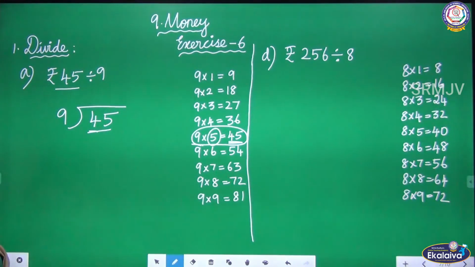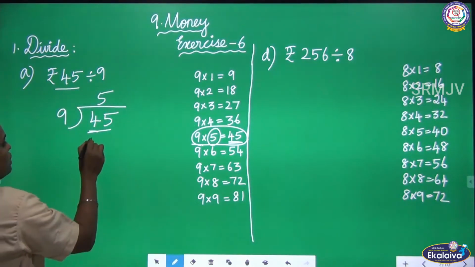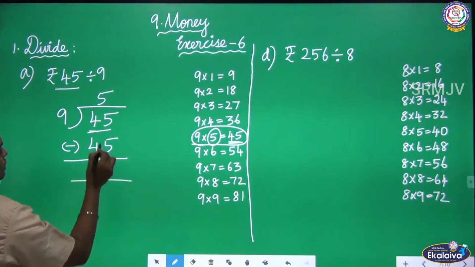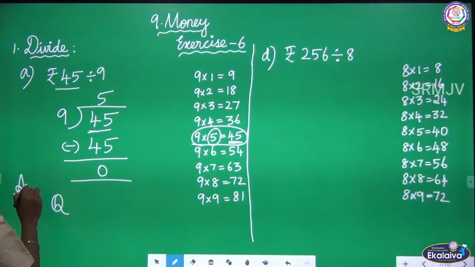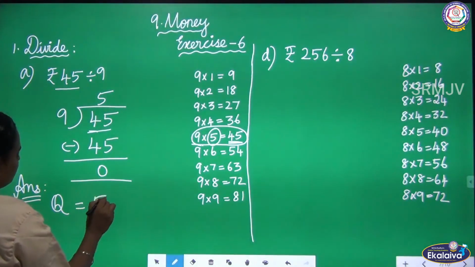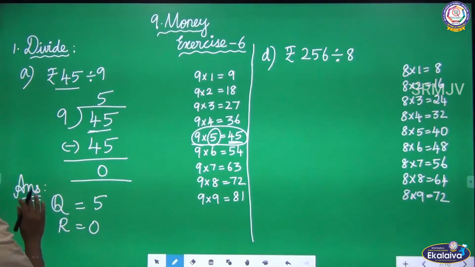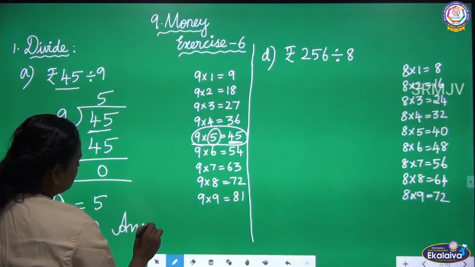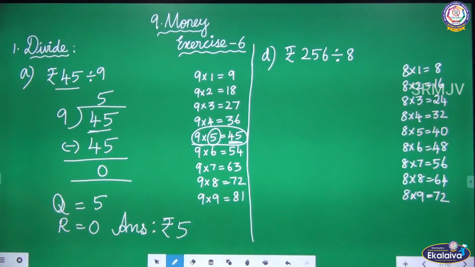So 45, if you check in the 9 table, yes, 45. How many times, children? 9 5s are 45, so you write 5 in the quotient, then write 45 here. Now we can subtract, 45 minus 45 is 0. So the quotient is 5, remainder is 0. So the answer is rupees 5.